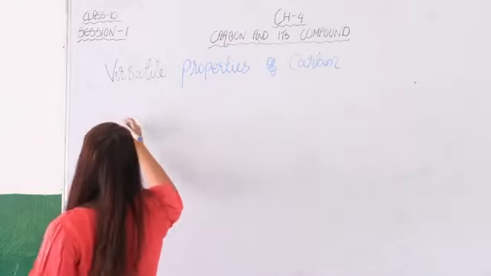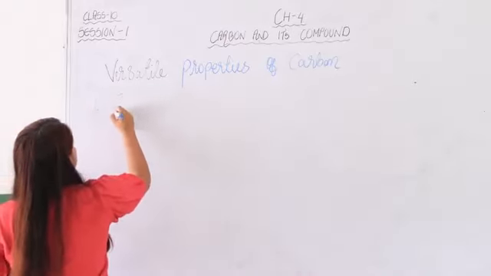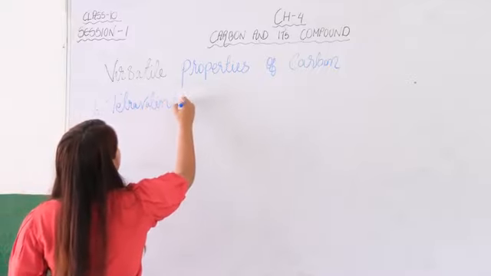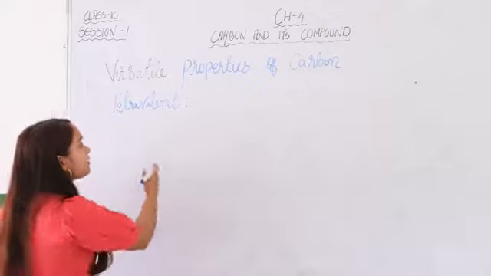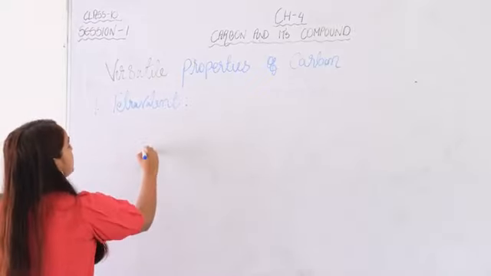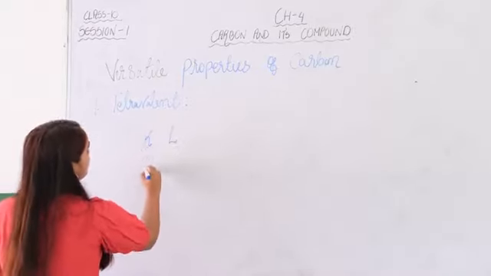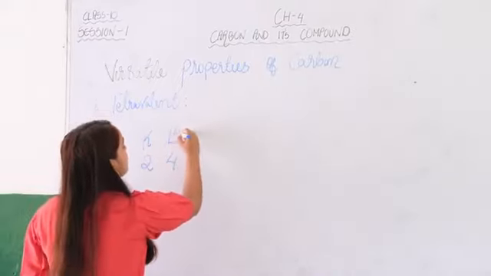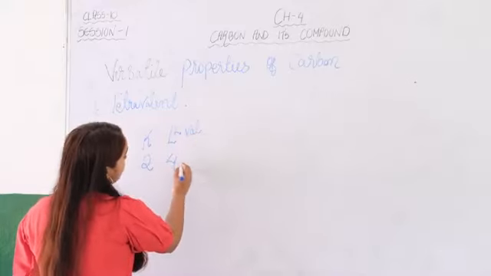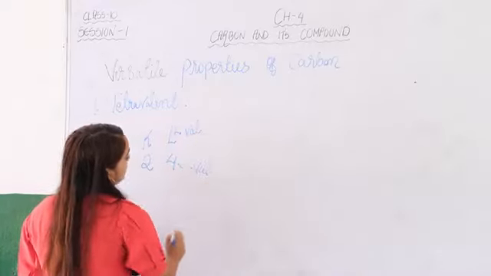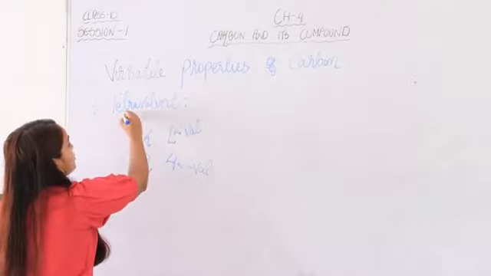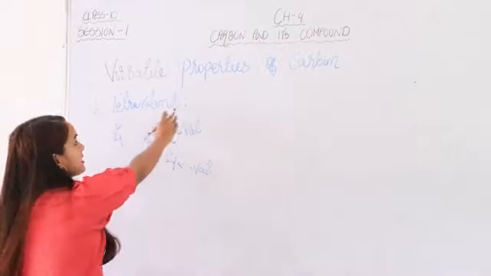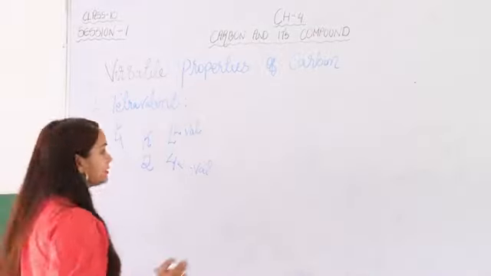The first property that we will study is tetravalency. Carbon is known to be tetravalent. Why? Because we know that the electronic configuration of carbon is 2, 4. And we also know that the last shell is known as the valence shell and its electrons are known as valence electrons. So tetravalency: tetra stands for 4, valent means valency. So this says that carbon has tetravalency.